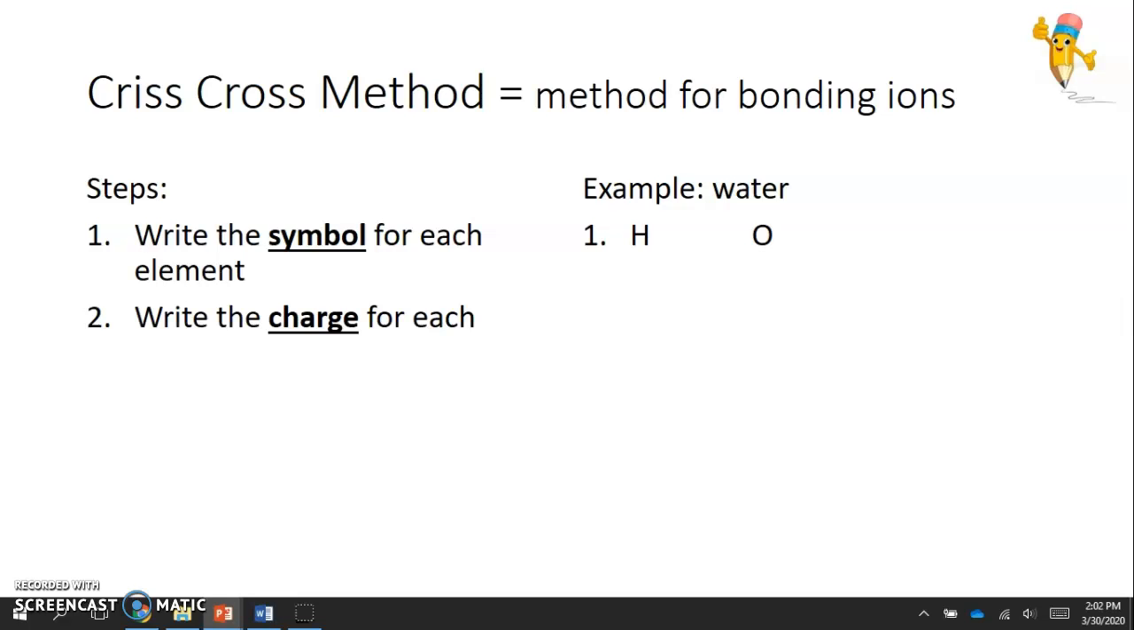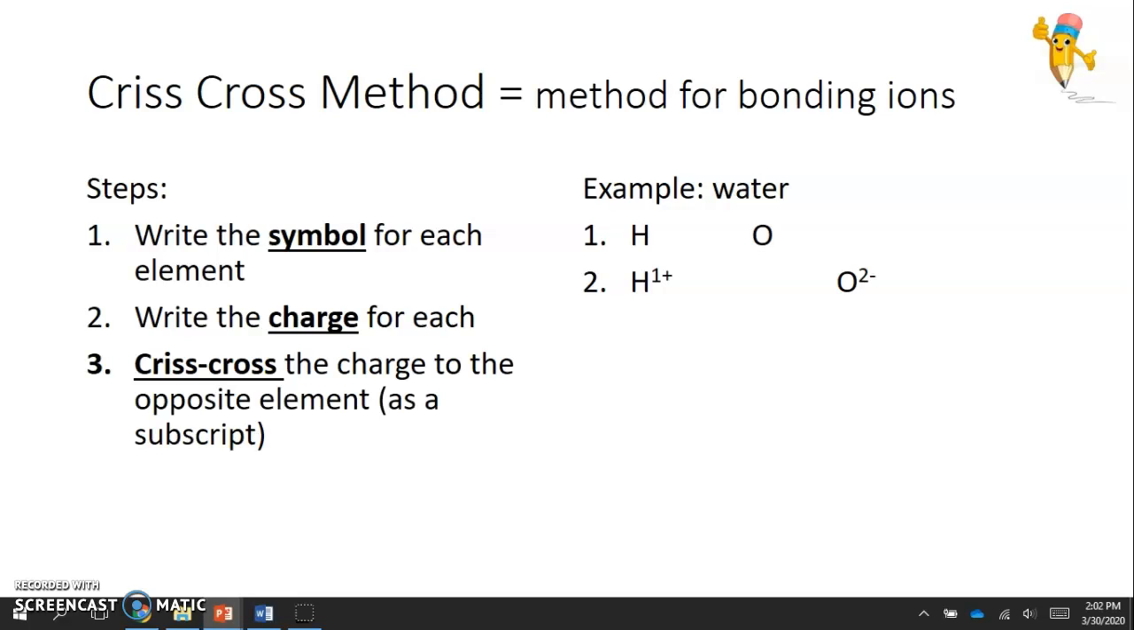Step 2, we're going to write the charge for each. So hydrogen typically is going to donate 1, so he's going to be a +1, and oxygen will take on 2 electrons to fill its valence shell. So we've got a +1 and a -2, okay? Now step 3, we're going to crisscross the charge to the opposite element as a subscript, okay? So what do we mean by that?